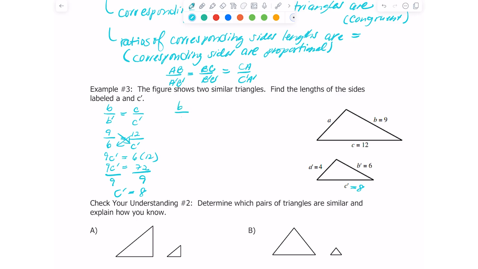up like this again. I can do b over b prime equals a over a prime. And again, you could just get 9/6. And this time you're looking for a, and I know that a corresponds to 4. So I would have 6 times a equals 9 times 4. So you get 6a equals 36, and 6 times what number equals 36? It's just 6. So a is 6.